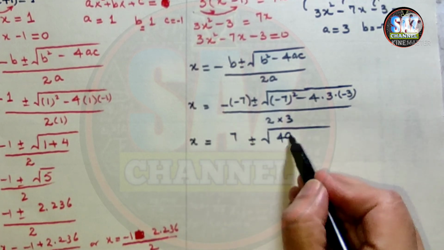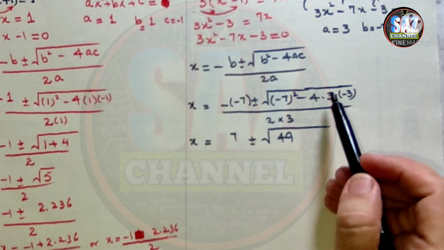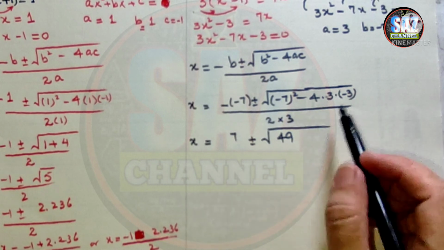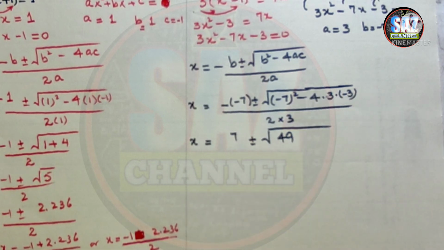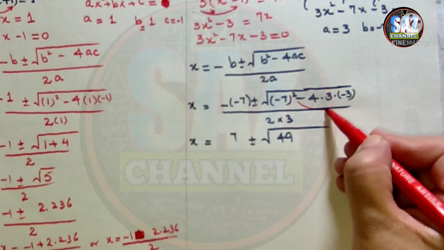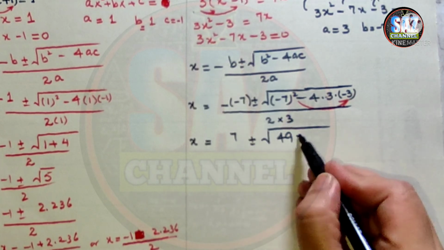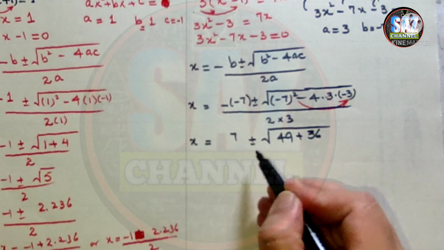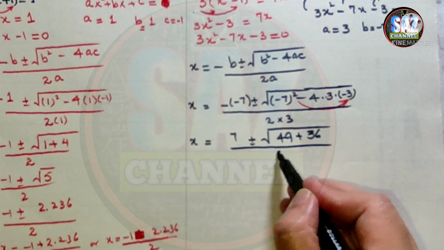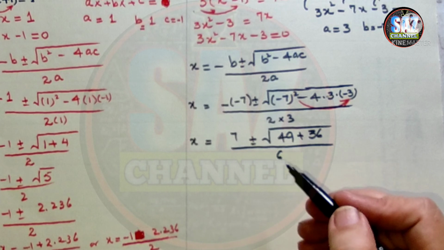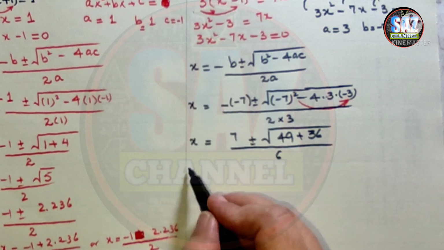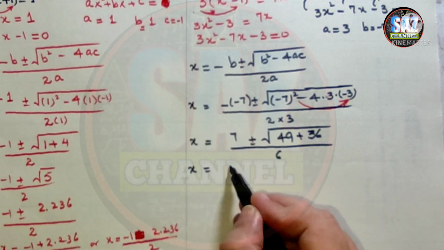49 minus, 3 3s are 9, 4 9s are 36, and negative multiplied by negative sign. There are 2 negative signs over here, so when we multiply together, they will become plus. 9 multiplied by 4 is 36, plus 36, upon 6. I am going really slow so that my students who have missed the class can understand the lesson properly.